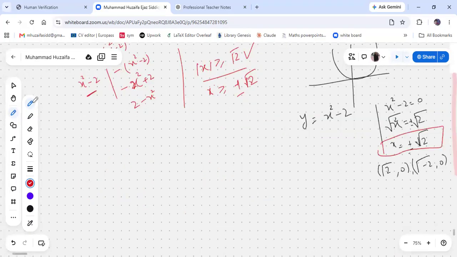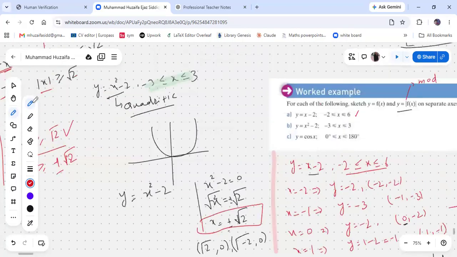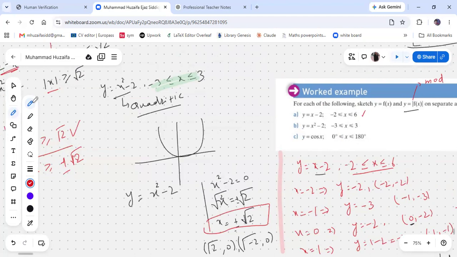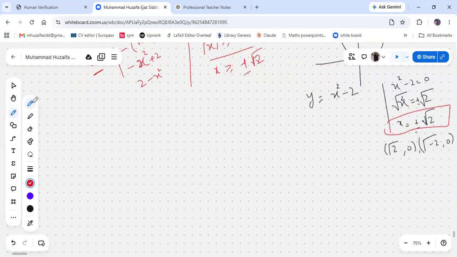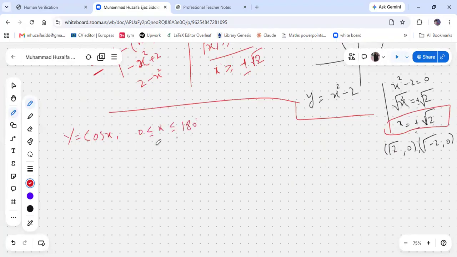Okay, next, our third problem is related to our trigonometric functions. So y is equal to cos of x, for x from 0 to 180 degrees. First of all, our function is y is equal to cos of x, and our domain is 0 is less than or equal to x, less than or equal to 180 degrees.